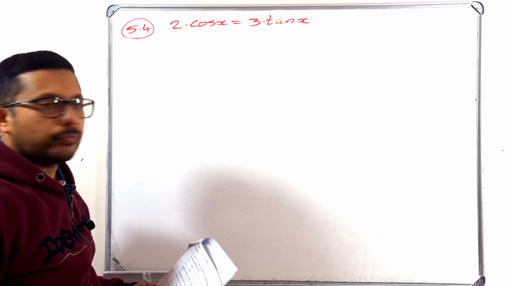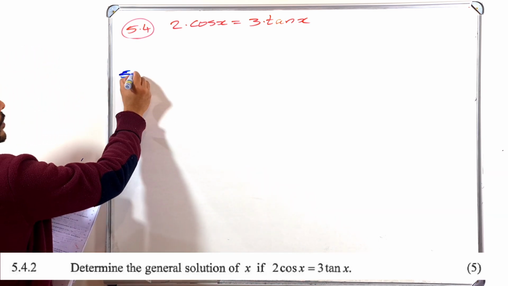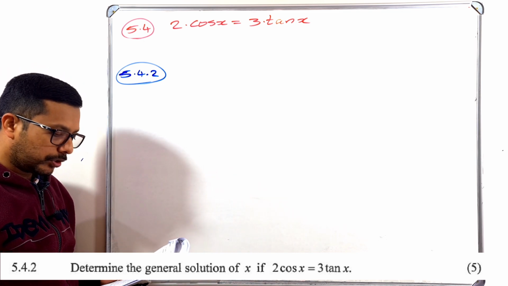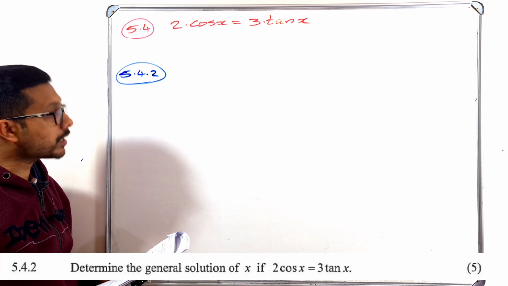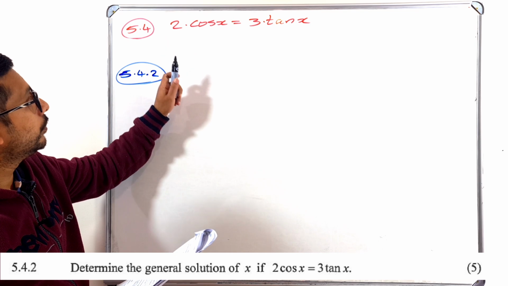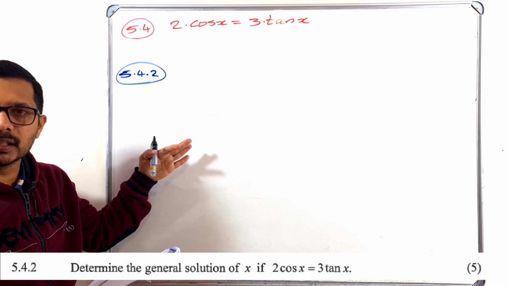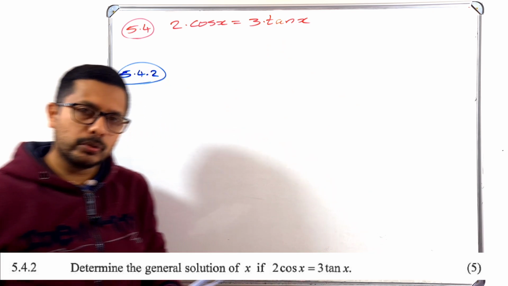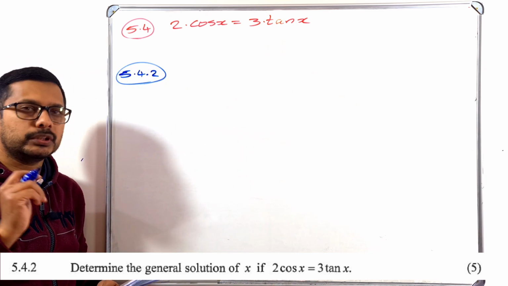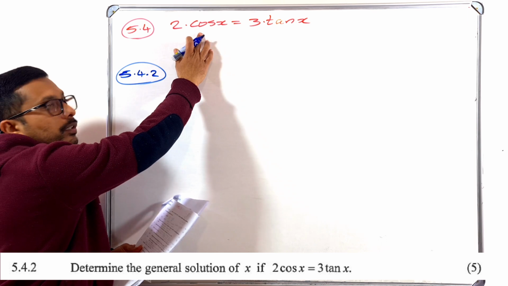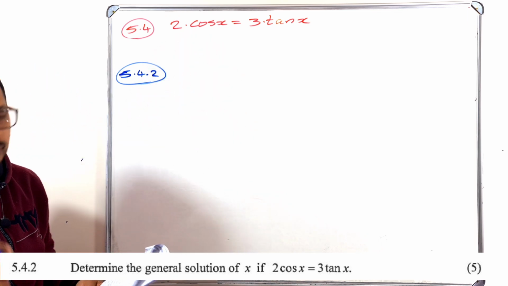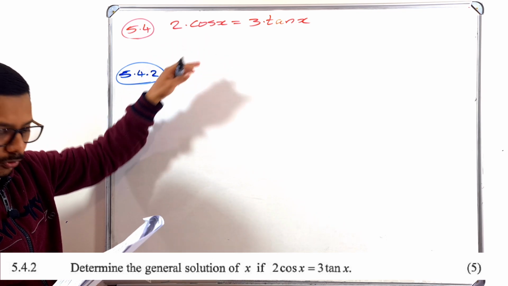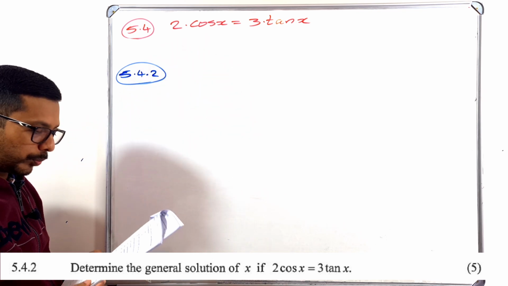Okay, question number 5.4.2. What is that question? Determine the general solution of x if 2 cos x is equal to 3 tan x. You have to find the general solution of x if 2 cos x is equal to 3 tan x. Okay, so look at the previous question, what is the question? You have to write the general solution for this equation. Okay, so look at the previous question, we already wrote this equation in another format. What was that one? Previous 5.4.1.